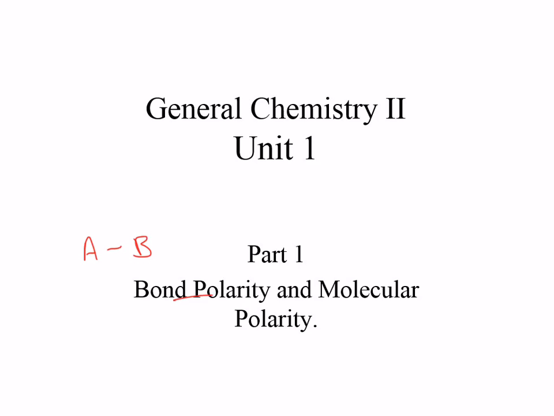So we're going to talk about bond polarity, and then we're going to scale it up, because if you have, for instance, A bonded to B, bonded to C, bonded to D, that could be a molecule. And what kind of polarity does that molecule bring? So we have bond polarity and we have molecular polarity. Those are two different things. Try to convince you of that.